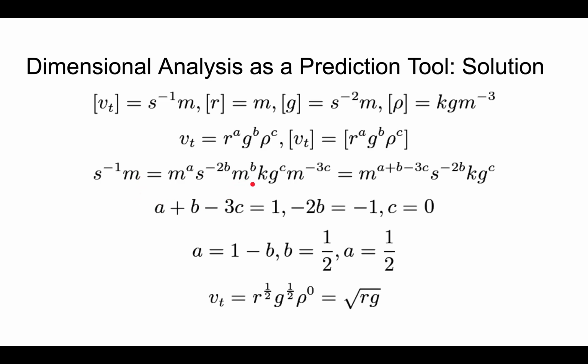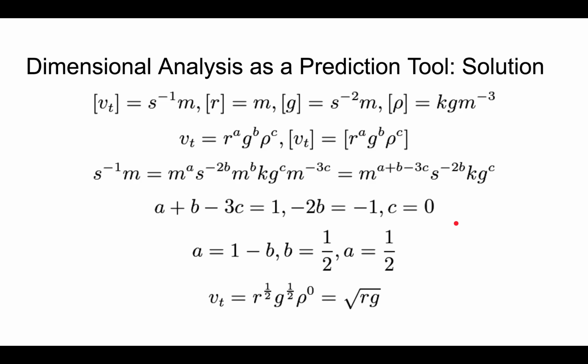And we can do the same thing for seconds. Negative 2b, the exponent on this side, has to be equal to -1, the exponent on this side. So -2b is equal to -1. And note that there's no kilograms on this side. Because anything to the 0th power is 1, we can say that there's an implicit kilograms to the 0th power on this side. That means that c has to be the implicit 0.